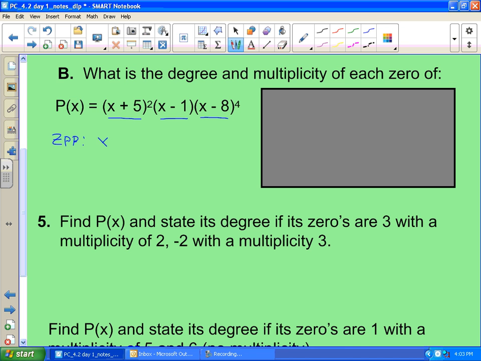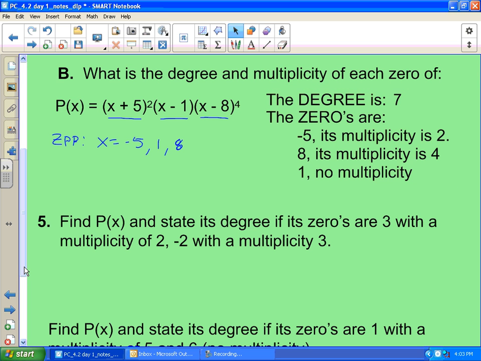we would get that x equals -5, 1, and 8 are all zeros. And then they have the following multiplicities. -5 has a multiplicity of 2. 8 has a multiplicity of 4, and 1, once again, has no multiplicity.